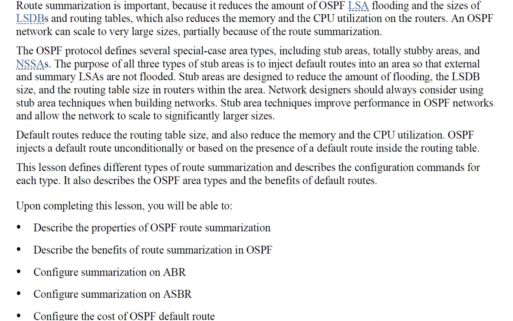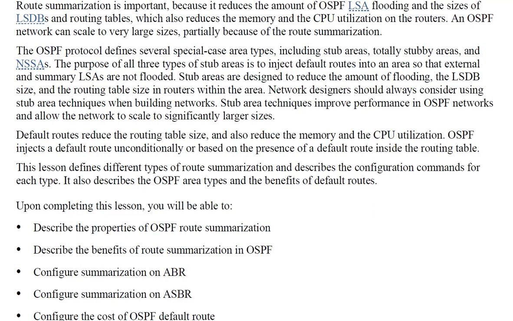So route summarization is a very important concept, but unlike EIGRP, where I can summarize on a per interface basis, in OSPF, I'm only able to summarize on two different types of routers, an ABR and an ASBR. All right? In addition, in OSPF, we also have the capability of applying something called special area types.